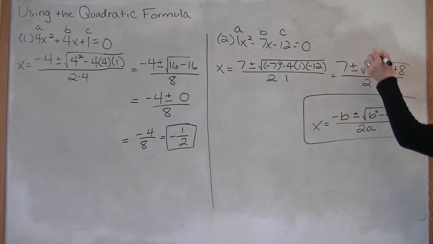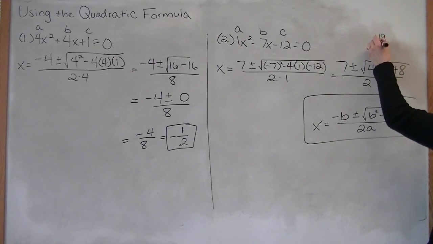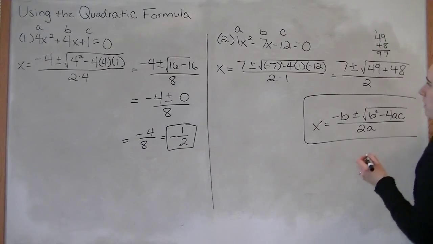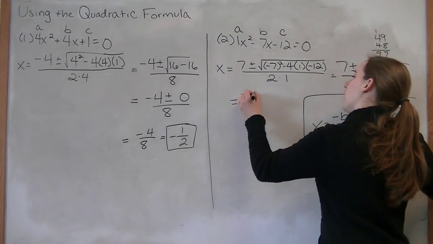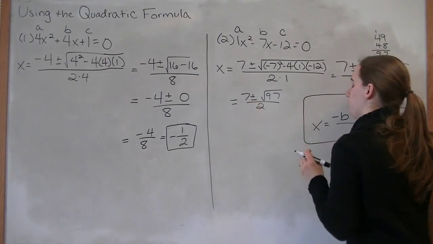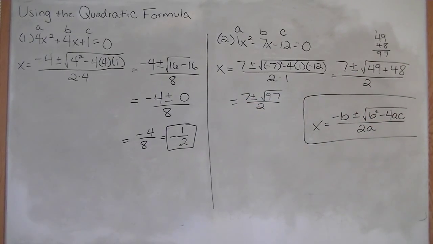Now I need to add 49 and 48. I can either do that in my head, or I can do it on paper, either way. So I get 7, and then I get 9, so it's 97. So we get 7 plus or minus the square root of 97 over 2. Now if we think about the square root of 97, we know that the square root of 100 is 10. The square root of 81 is 9.